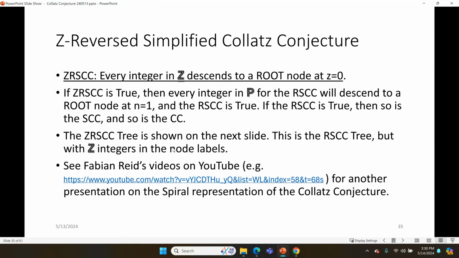And I'll take this opportunity to point out that many of these features of the spiral have been introduced in Fabian Reed's videos on YouTube. You can look them up on the subject of the Collatz conjecture.